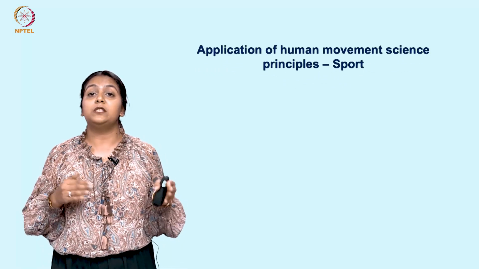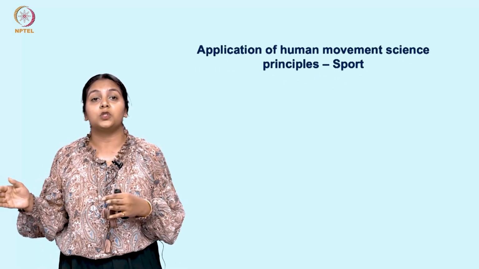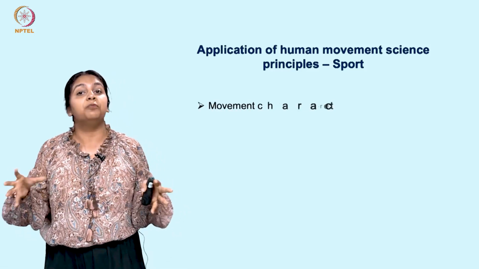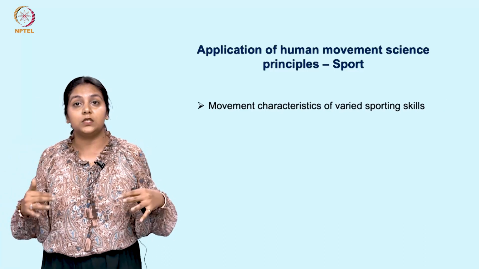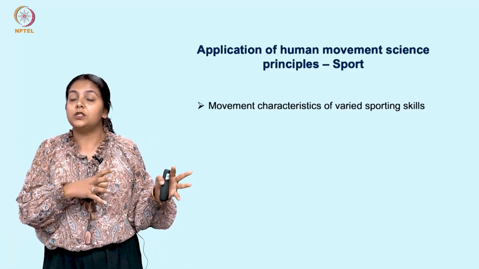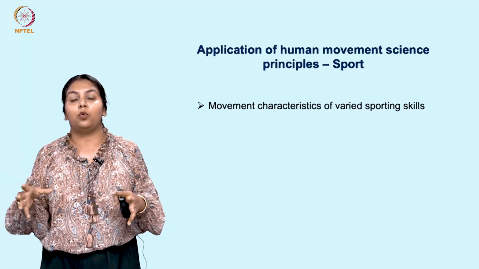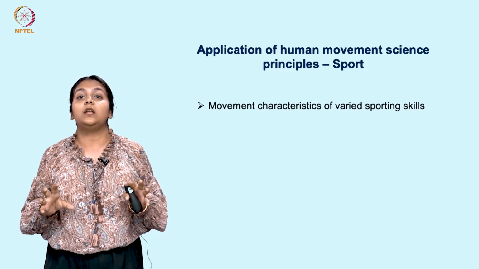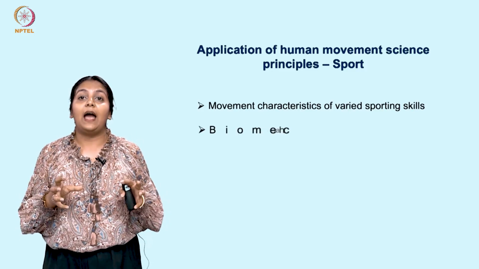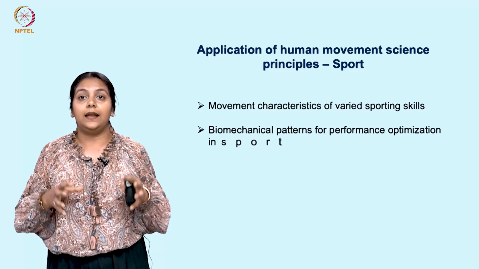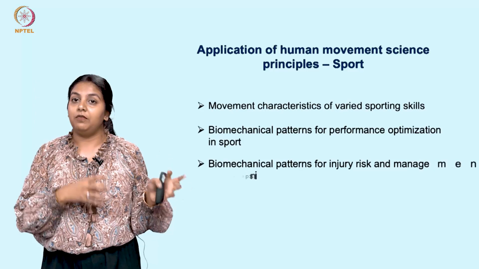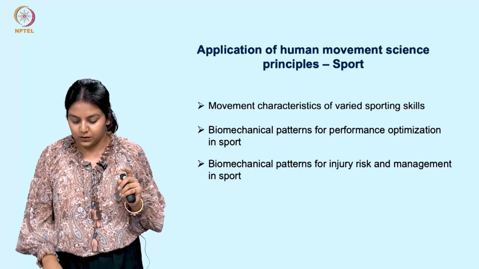Module 7 will be looking at the same principles but now applied to different sports. So we'll be looking at how sport can be categorized differently according to the movement characteristics of the skills within the sport. We'll be looking at upper body dominant sport, lower body dominant sport, maybe co-dominant sports, for us to understand the finer details of the movement and look at the biomechanical patterns related to performance and also related to injury prevention or management in those sports.